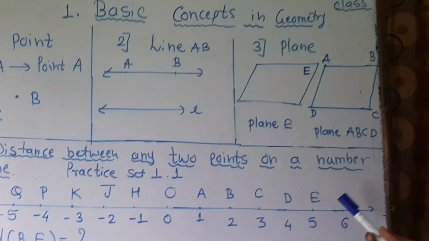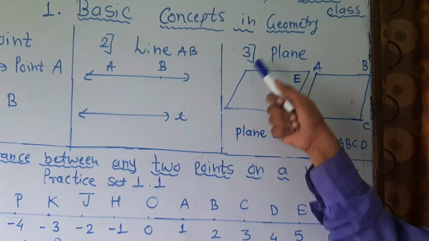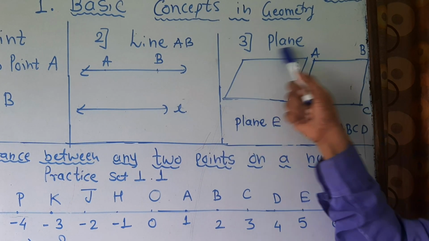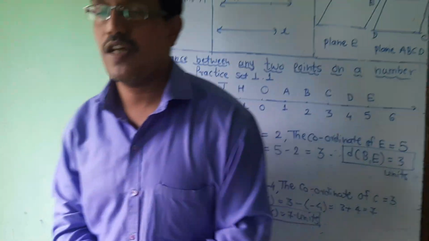Now move on to the third one. This is also a very important concept in geometry: the plane. What is a plane? Any flat, closed, bounded surface is a plane. Now you will ask me a question: what does a closed bounded surface mean?